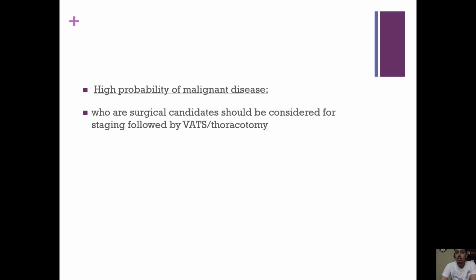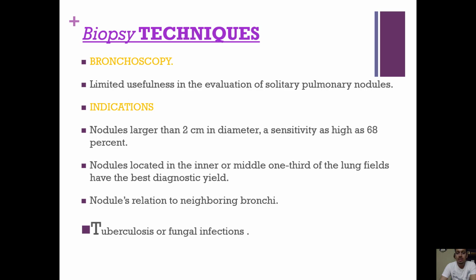And the patients who have a high probability of malignant disease, who are surgical candidates, should be considered for staging followed by VATS or thoracotomy. So if the patient is highly likely to be malignant, you go ahead with a surgical removal or resection. So what are the other biopsy techniques which are less invasive than a surgical removal of the lesion?